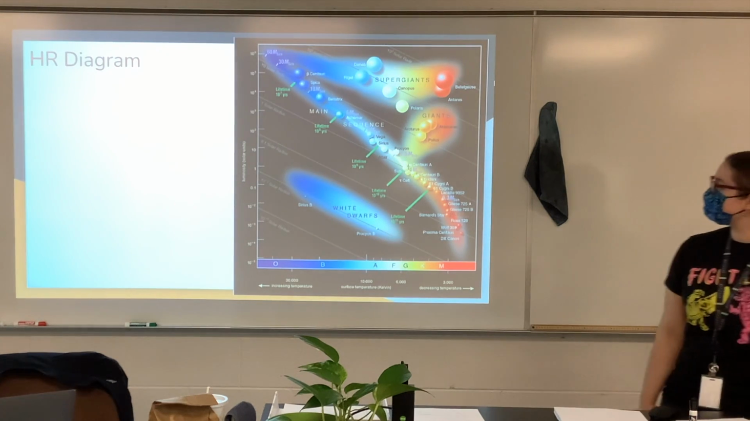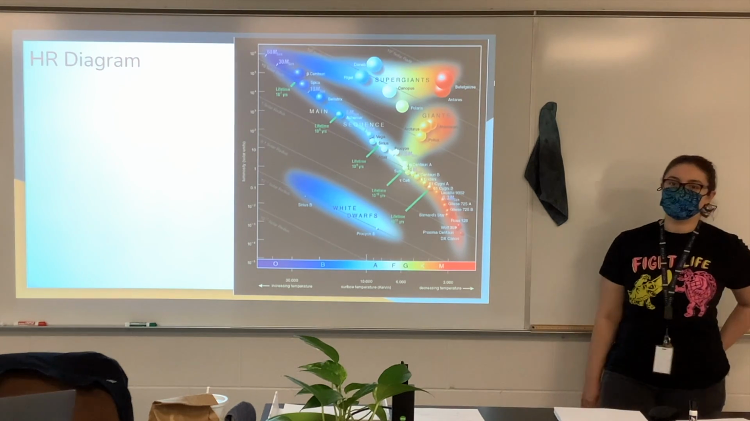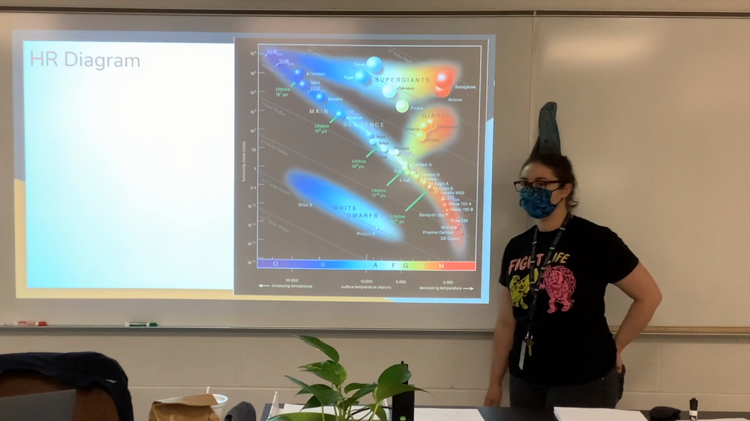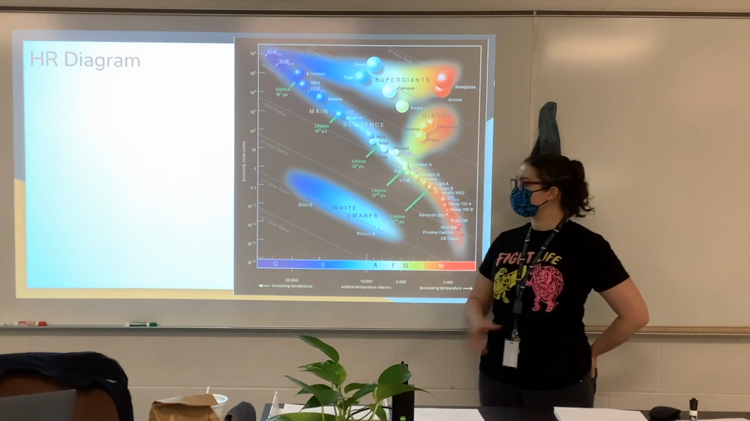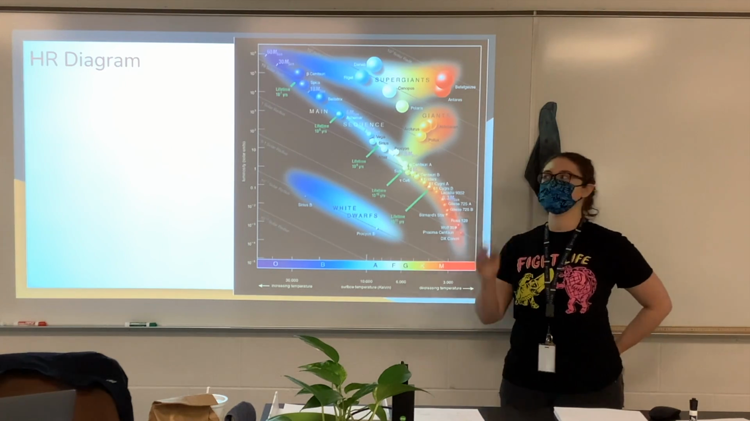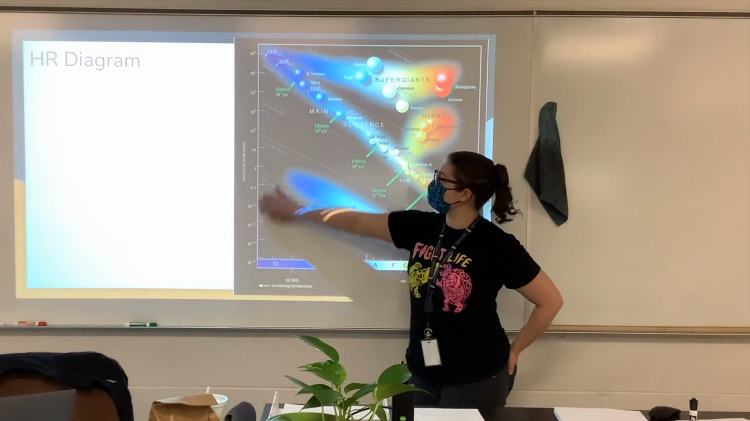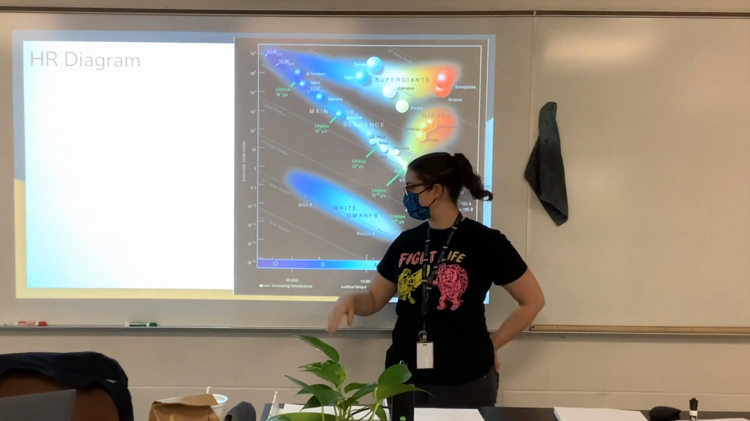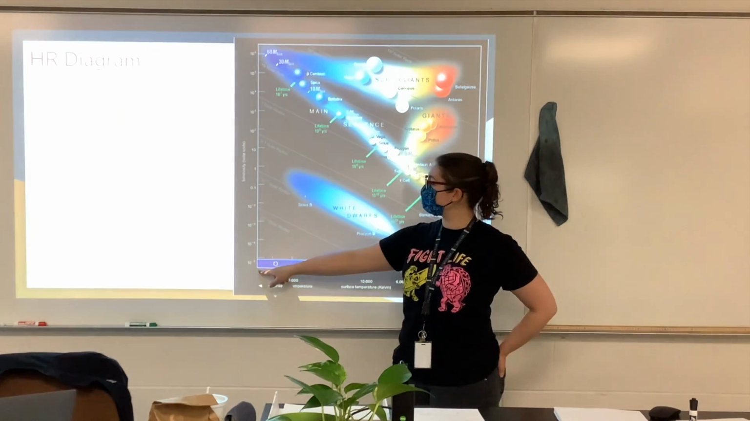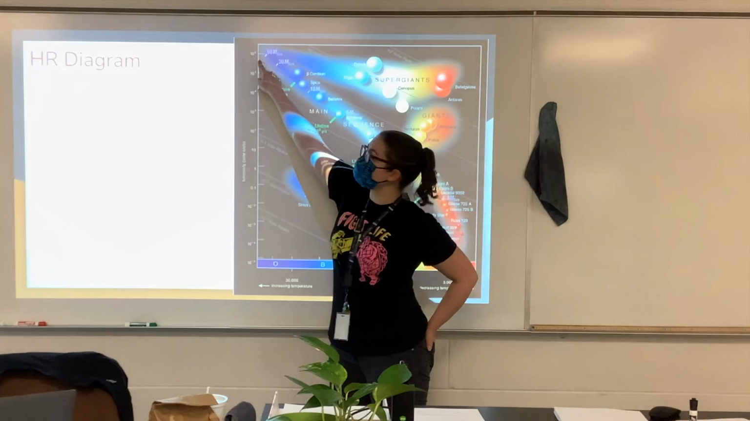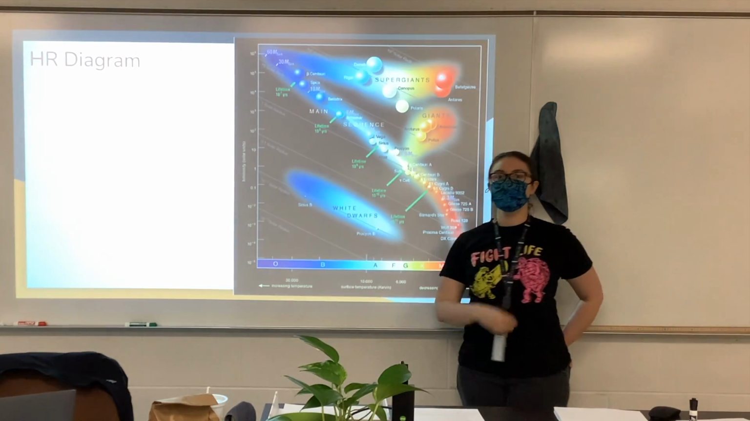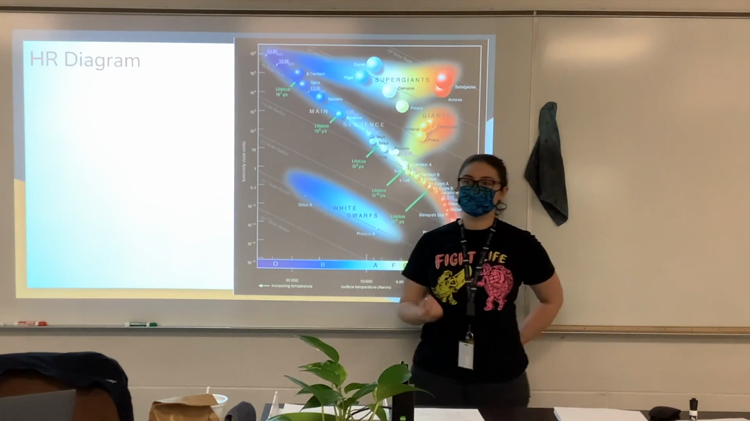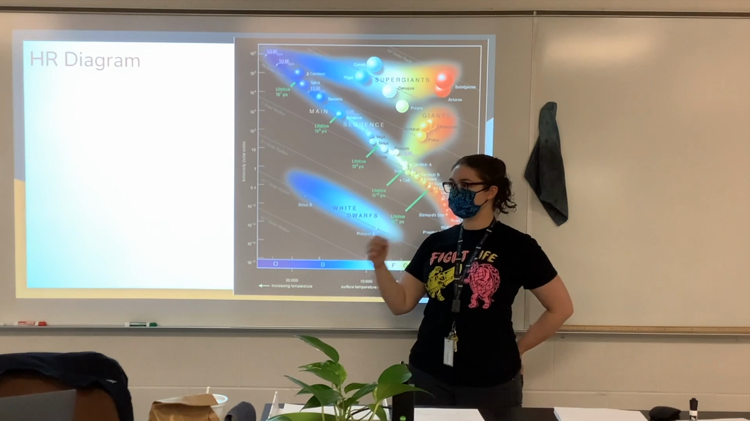And so this is the HR diagram, the Hertzsprung-Russell diagram. And this is really important because it helps us classify stars. So the vertical axis here is in units of luminosity. So we start with low luminosity at the bottom to high luminosity at the top. Luminosity is a measure of the absolute brightness of a star.